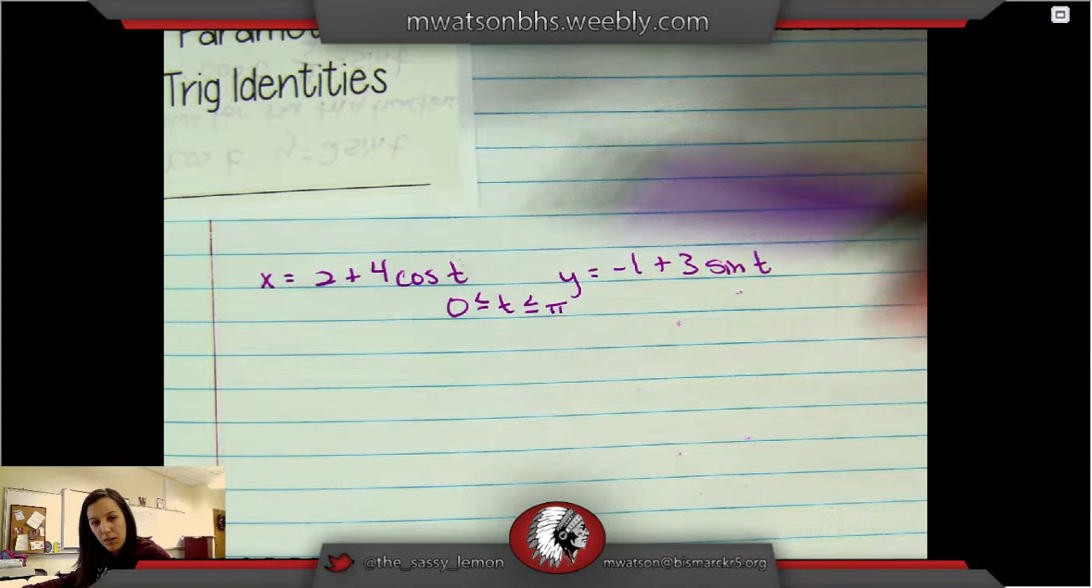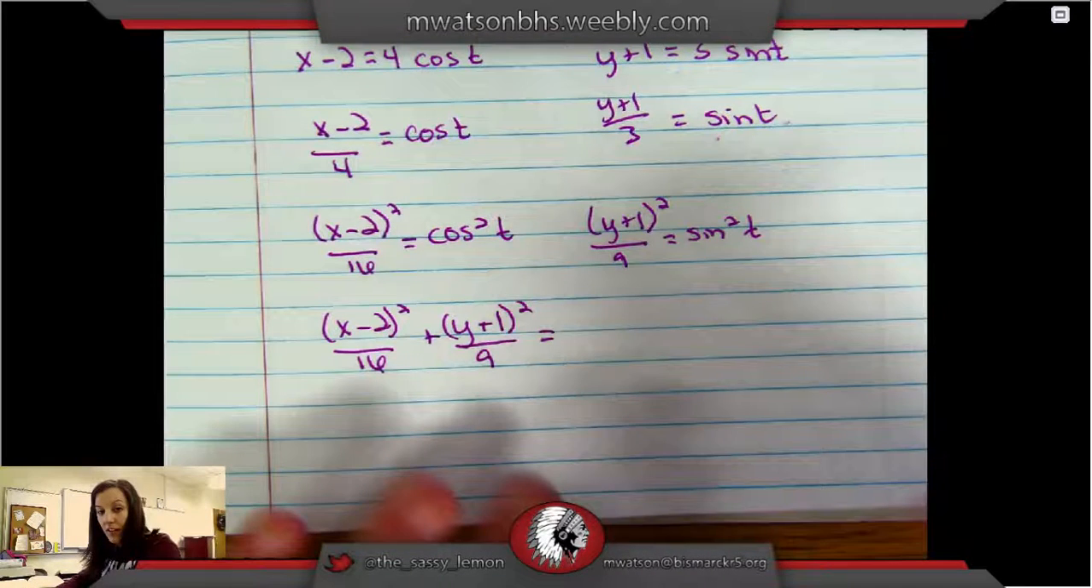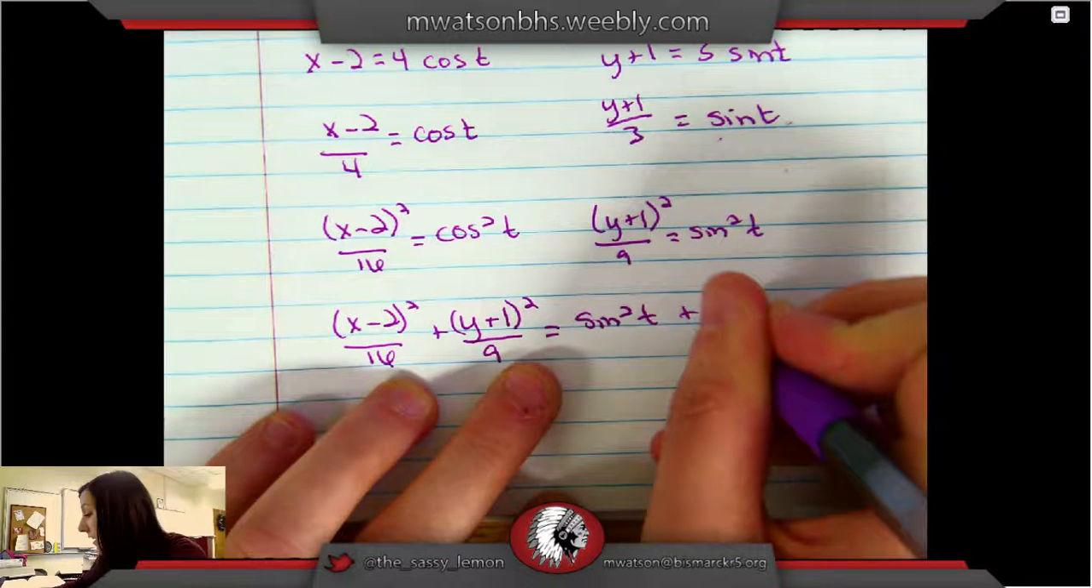Now before you start double distributing this out, don't do it. Because what we're actually going to be creating is a special kind of equation. So we don't need to double distribute whenever you're doing these trig parametric equations. And so now we bring them together, and we're going to have (x minus 2) squared over 16 plus (y plus 1) squared over 9 equals, so that's our left sides added together. And then our right sides are going to be sine squared t plus cosine squared t.